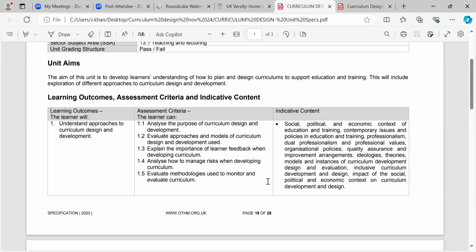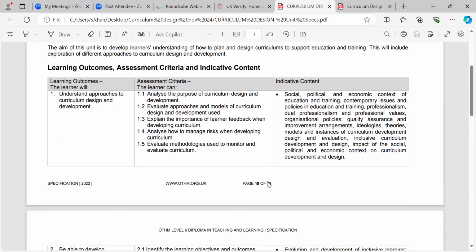The indicative content for learning outcome 1 is the social, political, economic context of education and training. We'll be looking at contemporary issues with policies in education and training, professionalism, dual professionalism, and professional values. We'll also look at organisational policies, quality assurance and improvement arrangements, ideologies, theory, models, and instances of curriculum development, design, and evaluation, inclusive curriculum development and design, and the impact of social, political, and economic contexts on curriculum development and design.